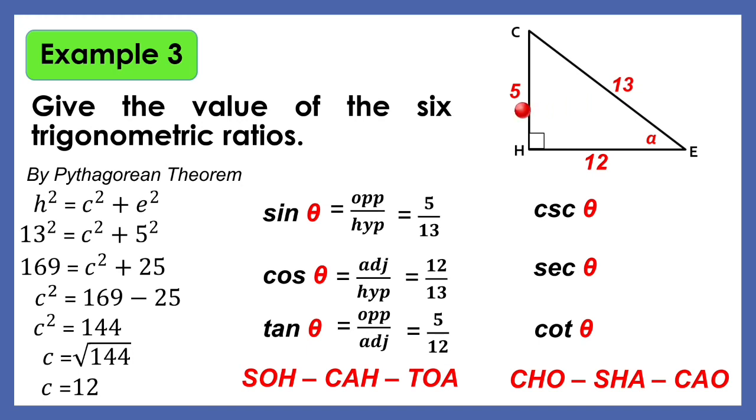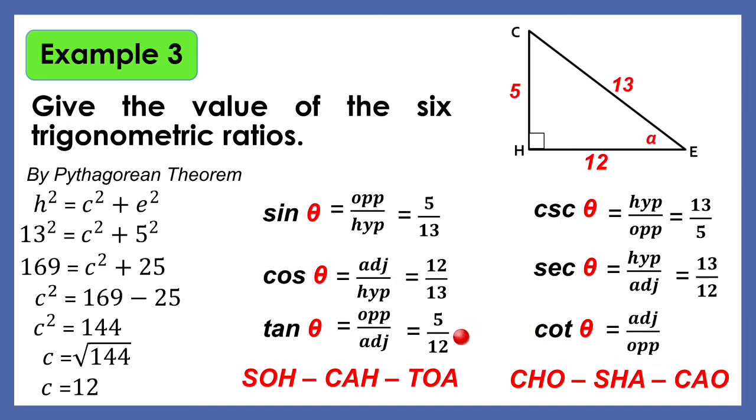13 over 5. Okay, so para mas mabilis, secant theta, that is hypotenuse over adjacent. So, kunin lang natin yung reciprocal niya, 13 over 12. And then, cotangent, that is adjacent over opposite. So, reciprocal ng tangent, 12 over 5.